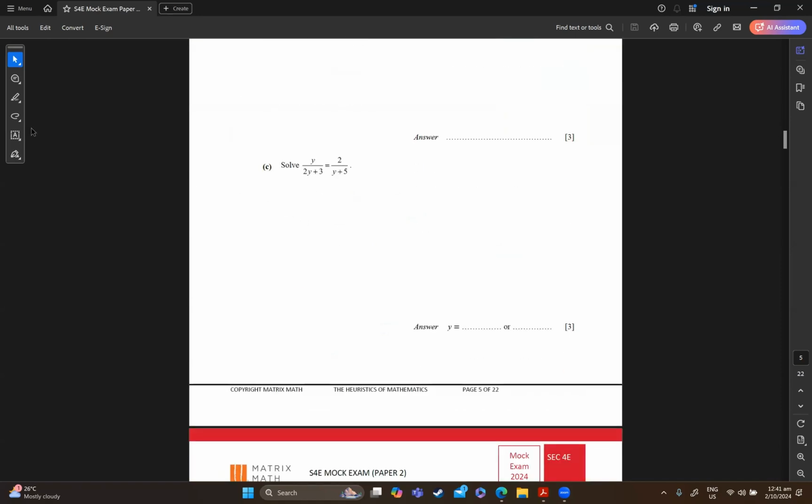Okay, part C. Cross multiply, so y(y plus 5) equals 2(2y plus 3). So y squared plus 5y equals 4y plus 6. So it's y squared plus y minus 6 equals 0. Factorize this, you should get (y plus 3)(y minus 2) equals 0. So your answer is y equals minus 3 or y equals 2.